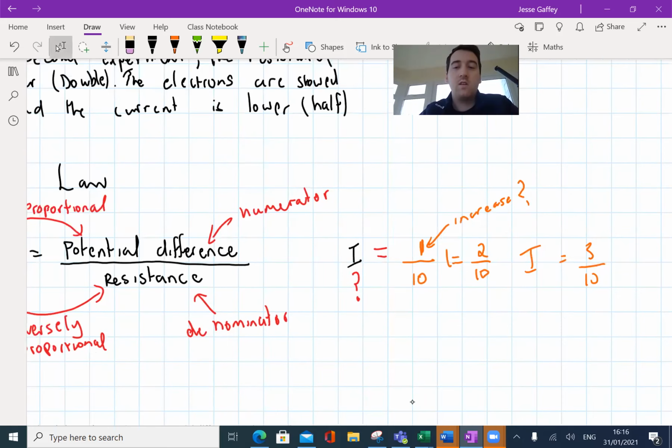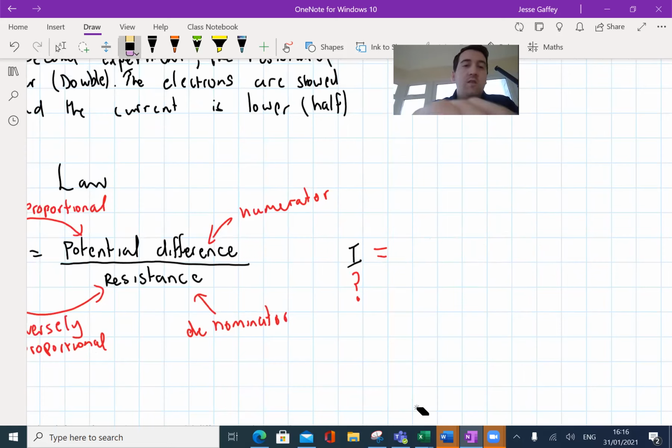What about if we want to know what the current is and we're fixing the potential difference as 1, and we're fixing the resistance as 1? Well, that means that the current is equal to 1 over 1, which is equal to 1.